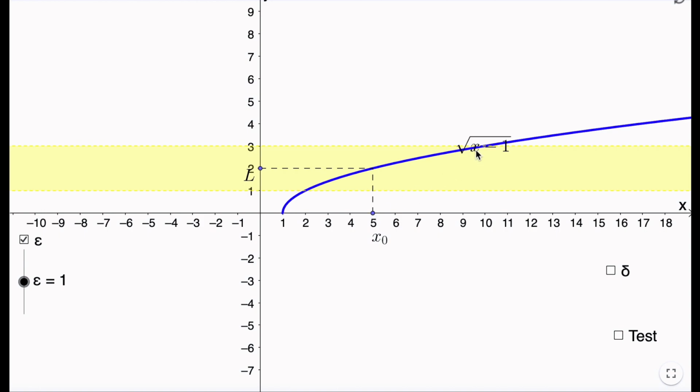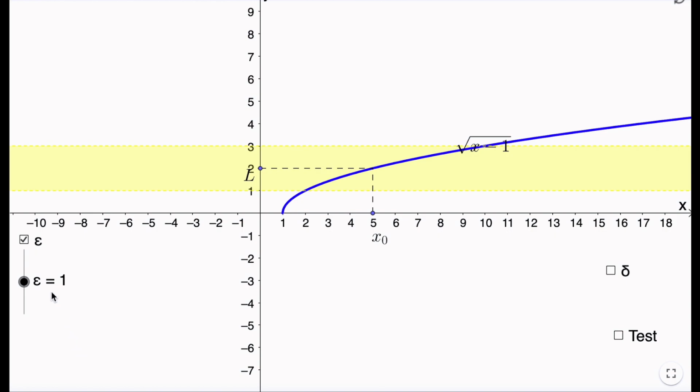If I put 5 into the square root of x minus 1, that's our function that we're using, I get 5 minus 1 is 4, and the square root of 4 is 2. So as I approach closer and closer to 5 from either side, I'm going to get closer and closer to our limit, which is 2, which is the value of the function.